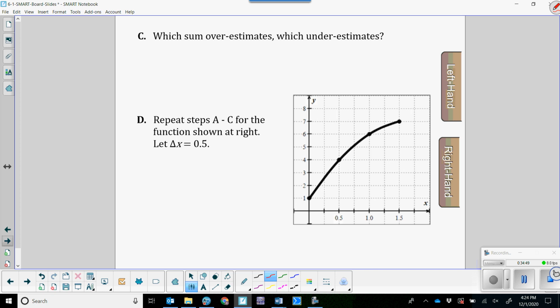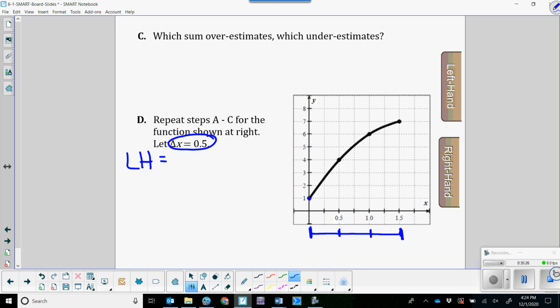Okay, so we're going to do the same thing. We're going to draw first the blue ones. We're going to do the left hand and see what we get. So we're going to take our interval from here to here, because that's where our points are, our start and finish. It says let delta x equal 0.5. So there's 0.5, there's another 0.5, and that's the last 0.5. So again, it's even. It doesn't have to be, but it is. So that does help. Now I take my left endpoint, so that's this left side, I put a dot.